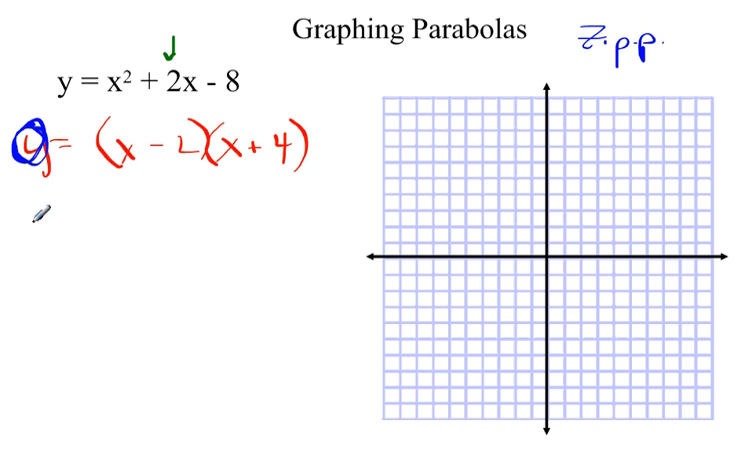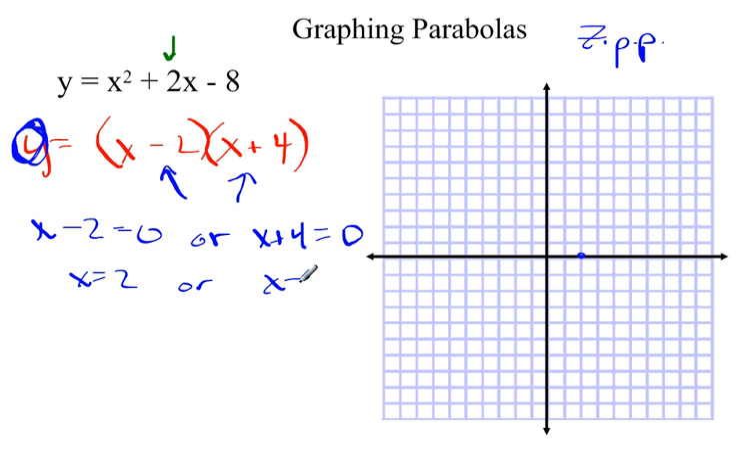So x minus 2 equals 0, or x plus 4 is 0. It's just as easy to do these in your head. Just do the opposite of that and the opposite of that, and it goes pretty quick. So positive 2. So here x equals 2 or negative 4. 1, 2, 3, 4. So those are my two x-intercepts.